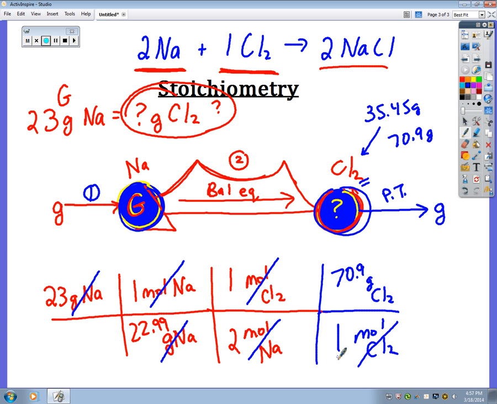So what are you going to do? 23 divided by 22.99, which is almost 1, isn't it? 1.000 something, divided by 2 times 70.9. And that should give me 35.46. So if you round this using significant figures, it's 35, and we are labeling it grams of chlorine.